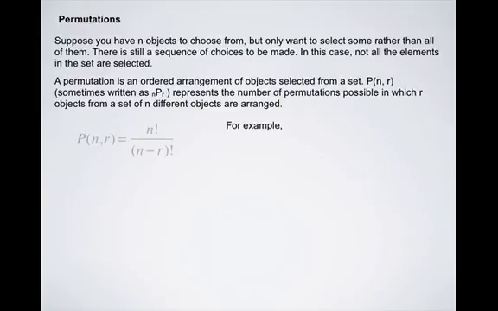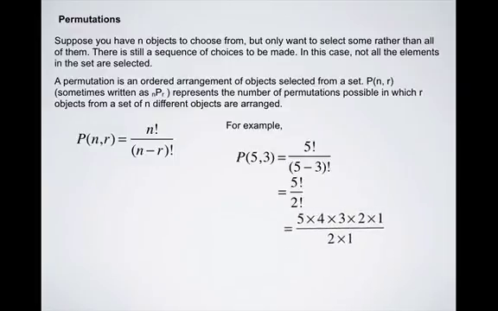So, for example, if we have the permutation of n choose r, well, if we're going to choose 3 out of the 5, then it's 5 factorial over (n minus r) factorial, which in this case is going to be 5 minus 3 factorial. So this is 5 factorial over 2 factorial, which simplifies to be 60.